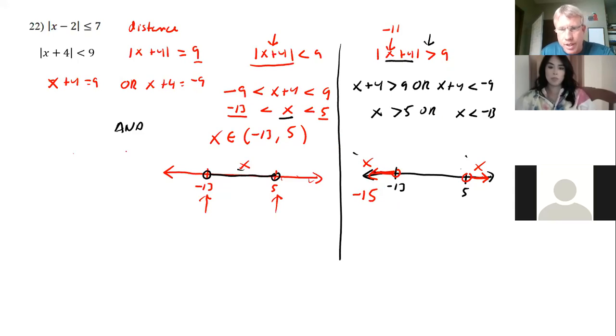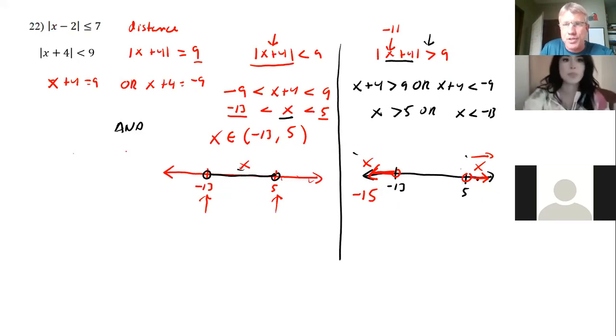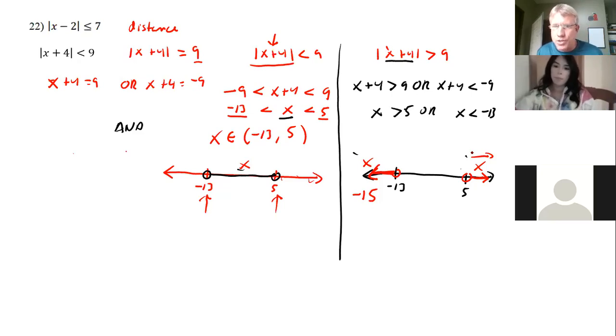Any x down here will make the number inside of here big enough so that you'll be further than 9 units from 0. Any x going off this way from the 5, put 6 in there. 6 is to the right of 5. 6 plus 4 is 10. Is 10 further than 9 units away from 0? Yeah. This has solutions. They're just what we would call disjoint sets. There's no overlap between the two solutions.